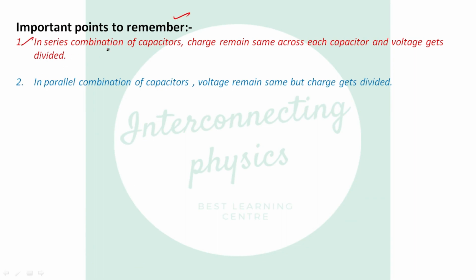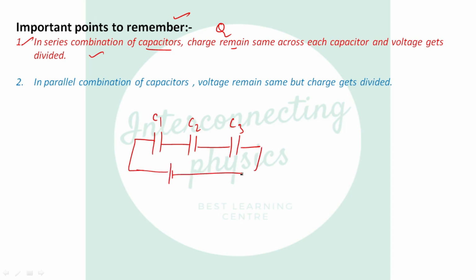Number one, in series combination of capacitors, charge remains the same and voltage gets divided. Suppose we have three capacitors in series, where the right plate of one capacitor is connected to the left plate of another capacitor, and they are connected to some battery. Then charge remains the same across each capacitor and voltage gets divided, say V1, V2 and V3.